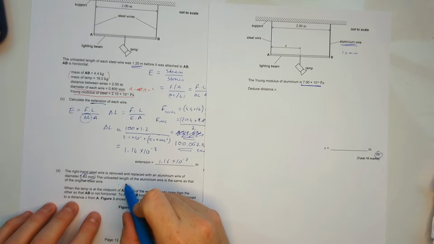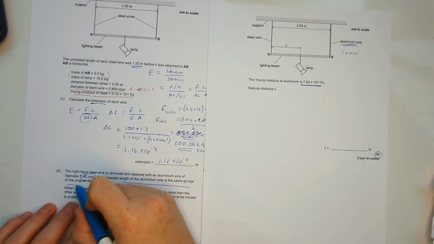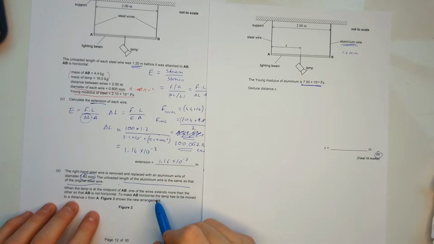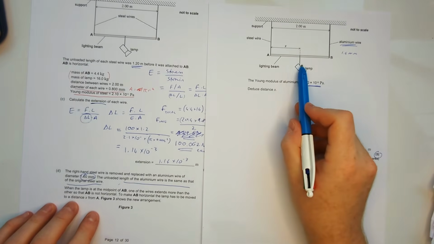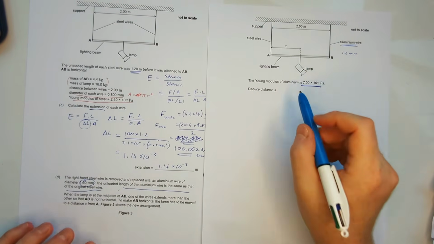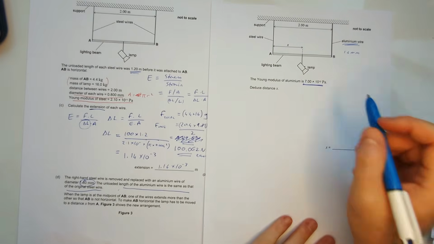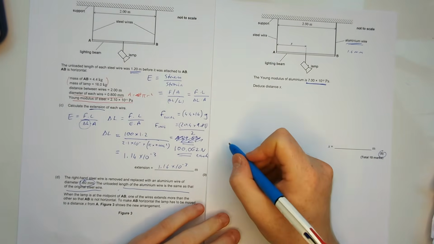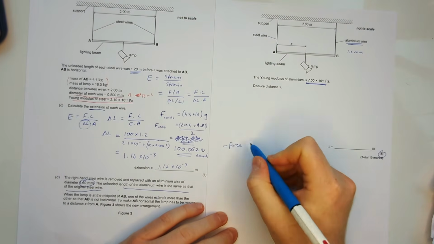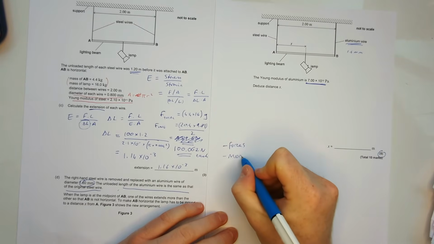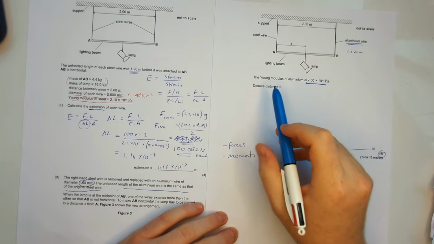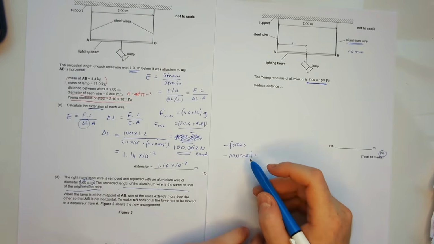It says the unloaded length of aluminium wire is the same as the original, and the lamp is at the midpoint. One extends more than the other, so therefore has to move to make it horizontal. So this is a really tricky question, okay? We are going to do moments at the end, but first of all, we're going to have to work out the forces because to take moments, we need to know forces, and we don't know what they are at the moment. So let's work those out first, and then we're going to take some moments.